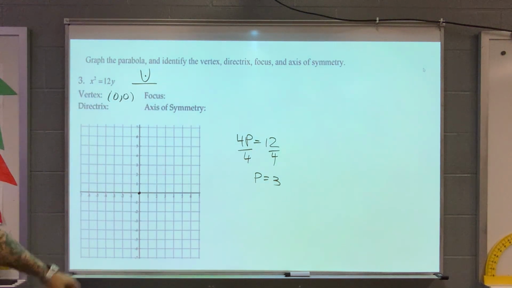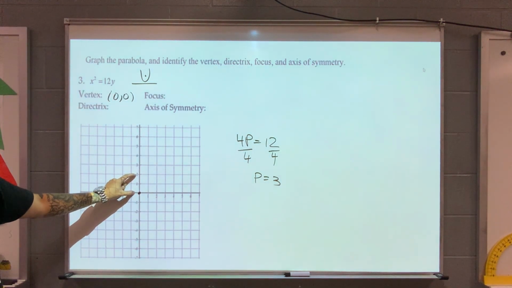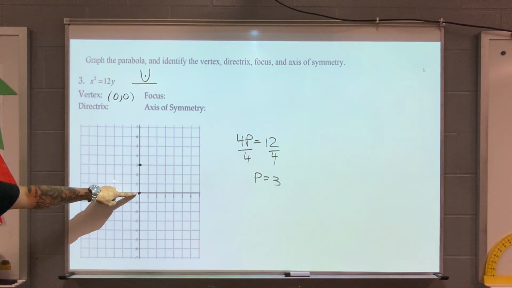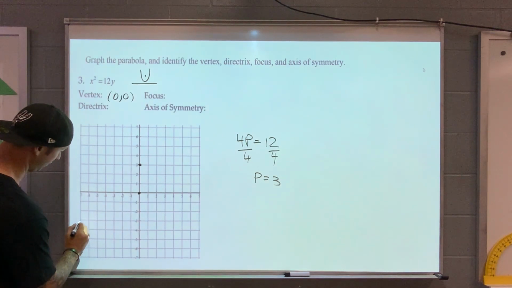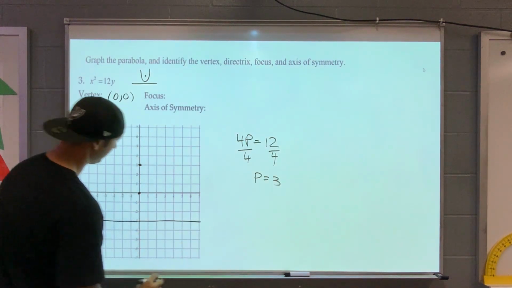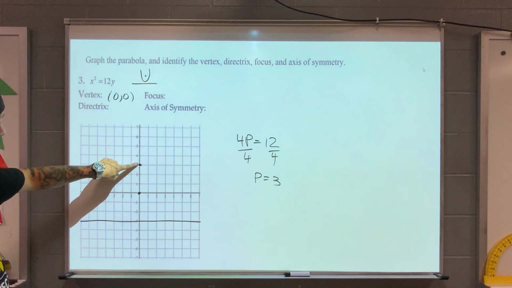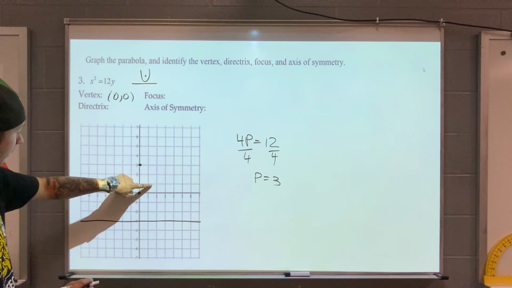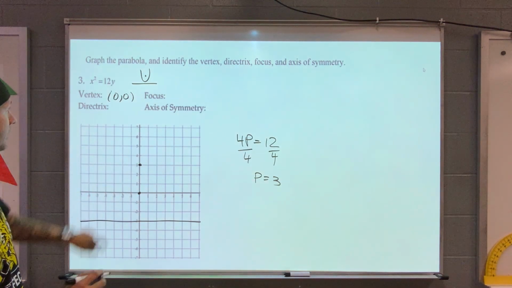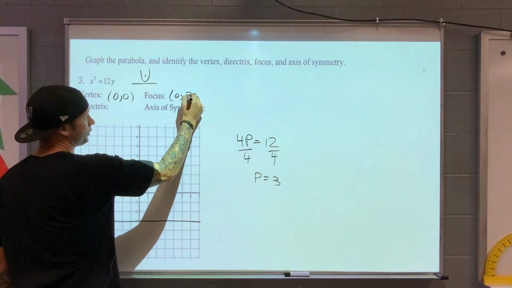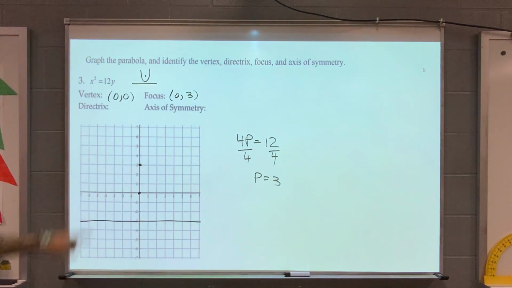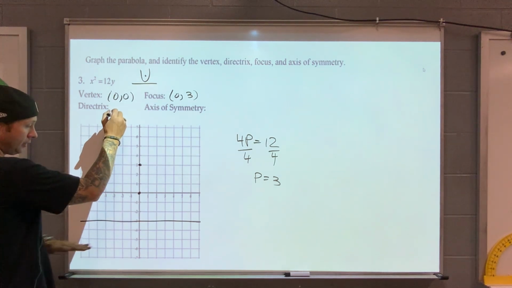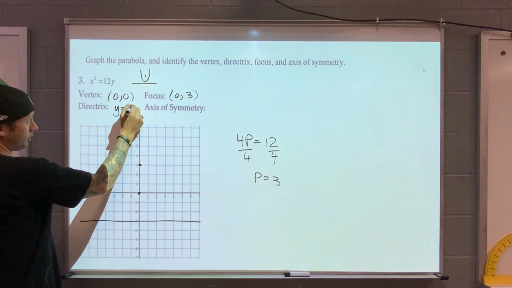p is the distance from the vertex to the focus, so this is 1, 2, 3. It's also the distance from the vertex to the directrix, 1, 2, 3, in the opposite direction. So the focus is at... correction, we didn't go left and right. The x comes first, so this is going to be (0, 3). The directrix is a horizontal line through negative 3. Horizontal lines are y equals a number, so y equals negative 3.